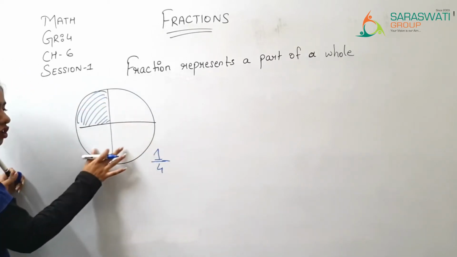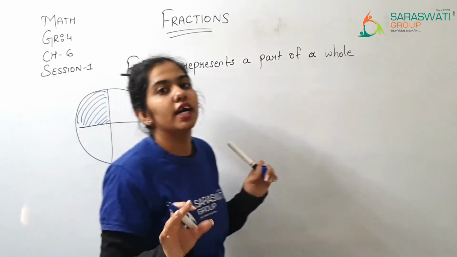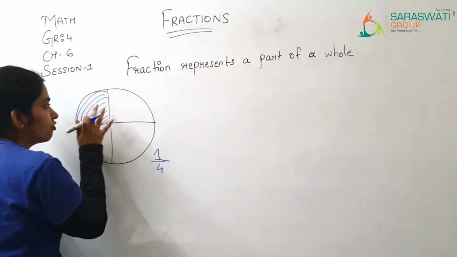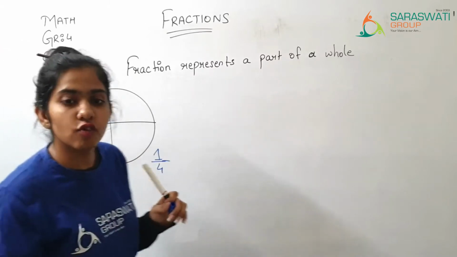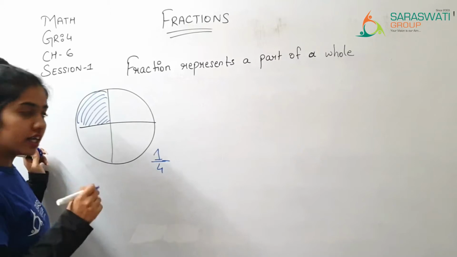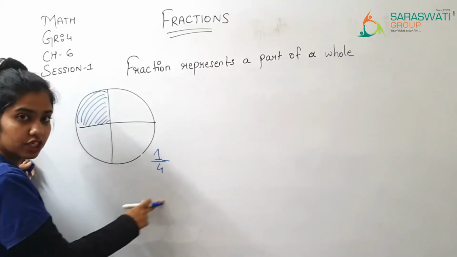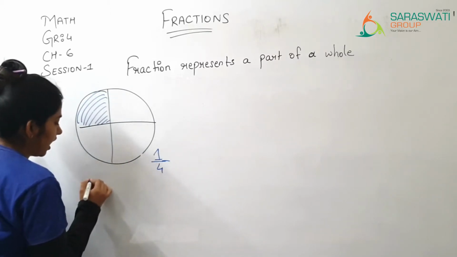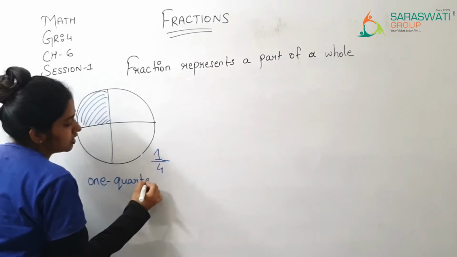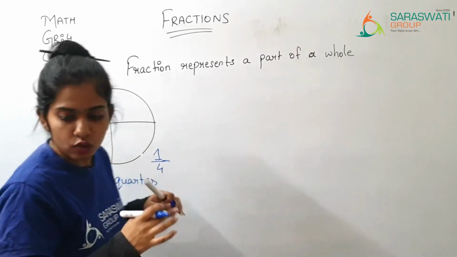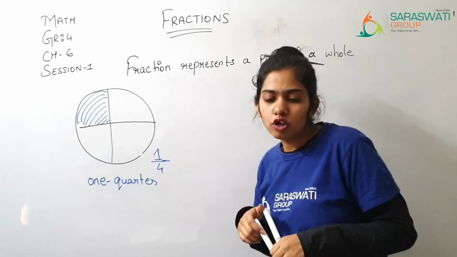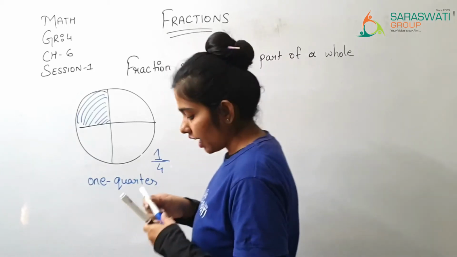એટલે કે આ circle નો 1/4 part છે એ shaded છે. એટલે કે આ 4 parts માંથી 1 part shaded છે. 1/4 part is shaded and 1/4 is also read as, આને આપણે કેવી રીતે રીડ કરી શકીએ? Also read as one quarter, because these parts are known as quarters. So one quarter.